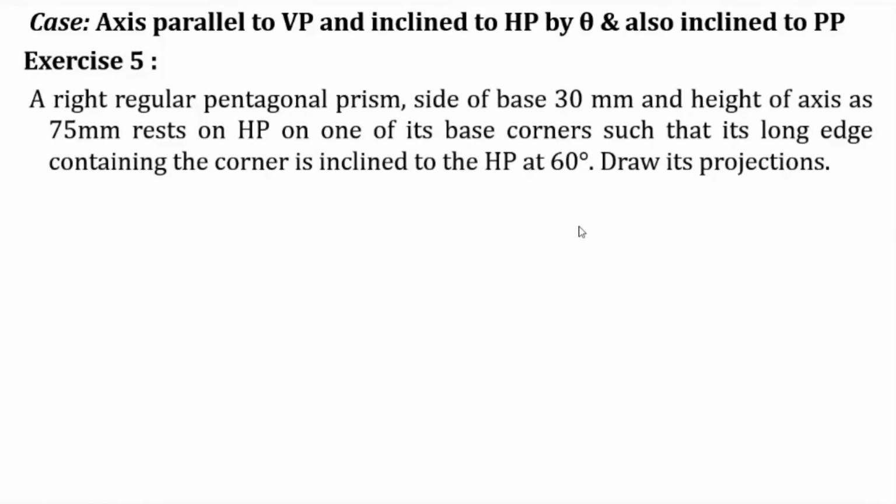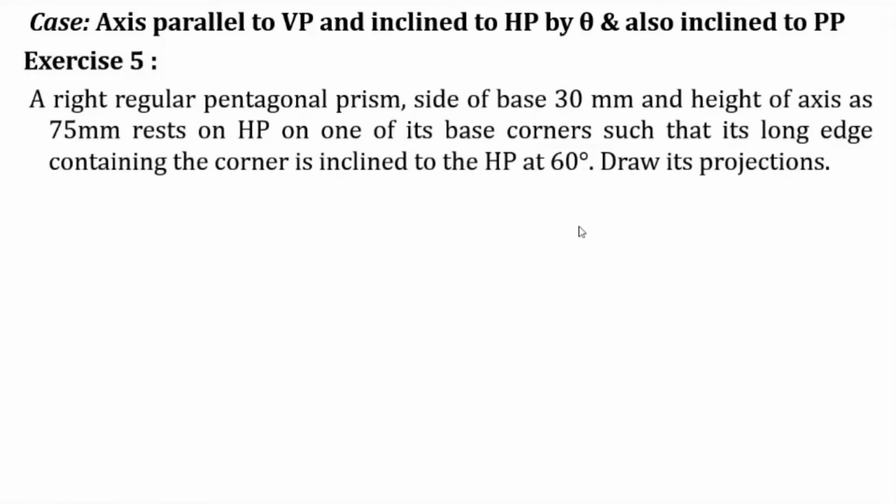When an inclination is given, that is, when the axis is inclined to one of the planes, you have to draw two different sets. In the first set, keep the axis perpendicular to one of the planes, and in the second set, keep the axis inclined to that plane. So let's see the question for the exercise.